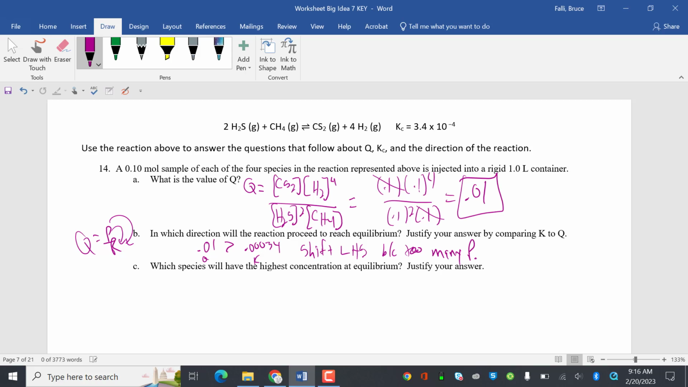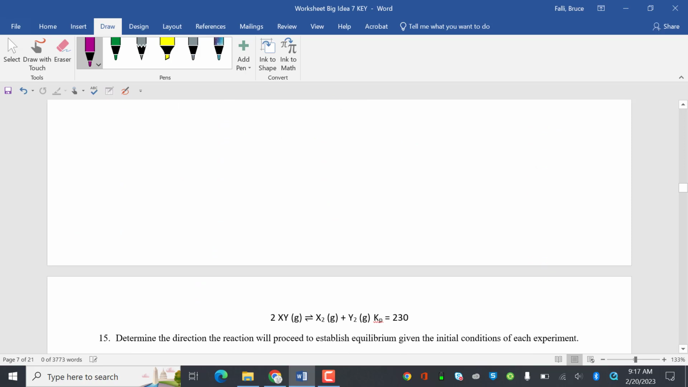Which species will have the highest concentration at equilibrium? So I'm shifting to the left-hand side. It would be H2S because it will make 2 times more than CH4, and the left-hand side increases. So the right-hand side is going to decrease, so that's it.